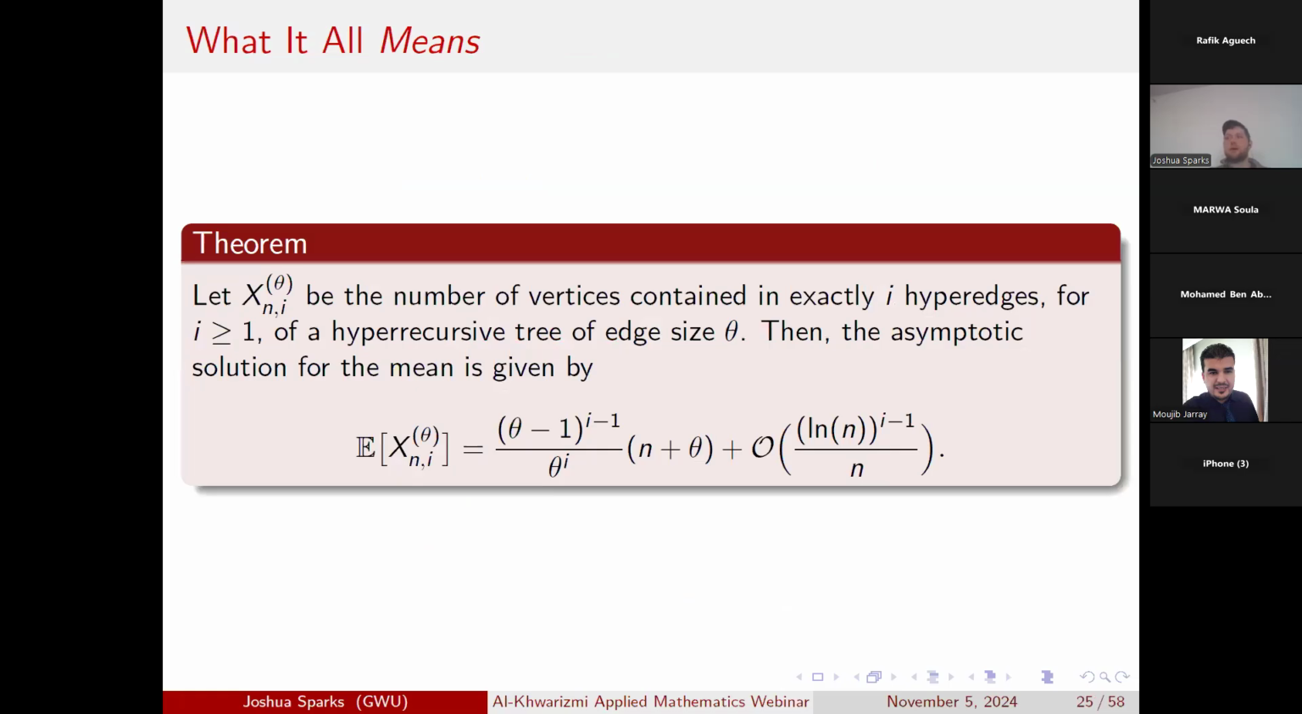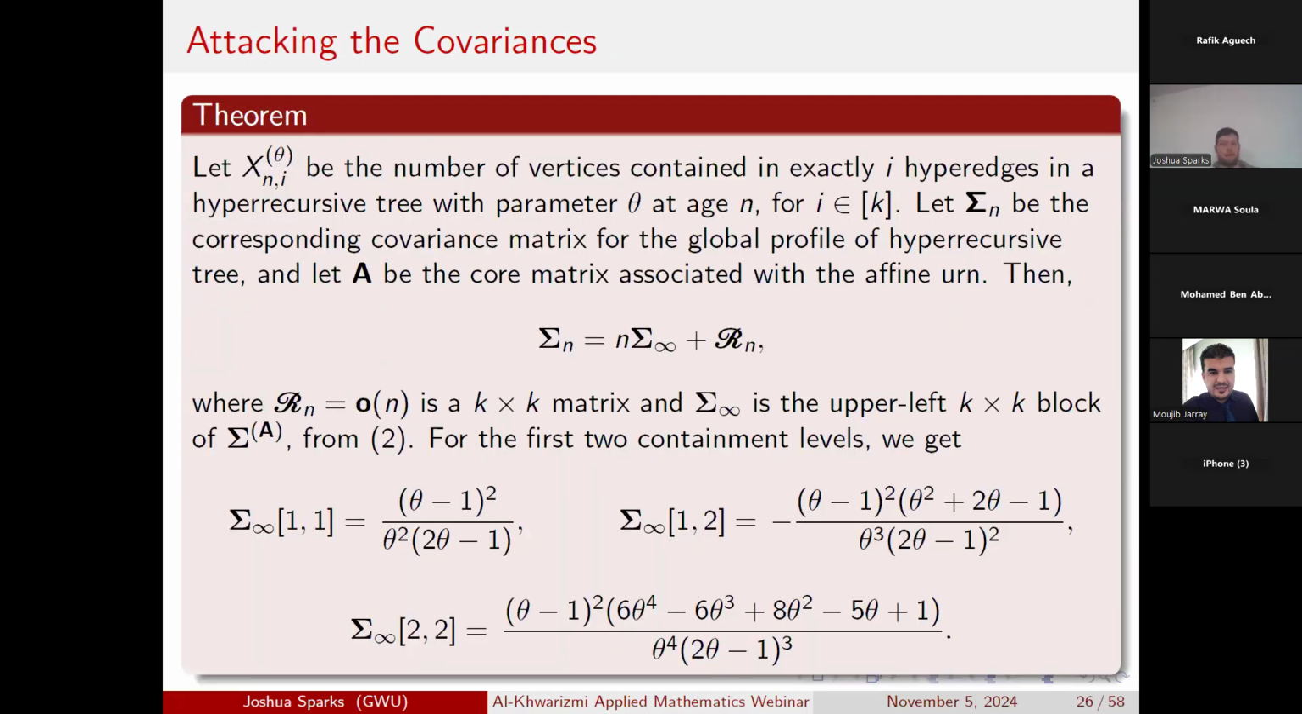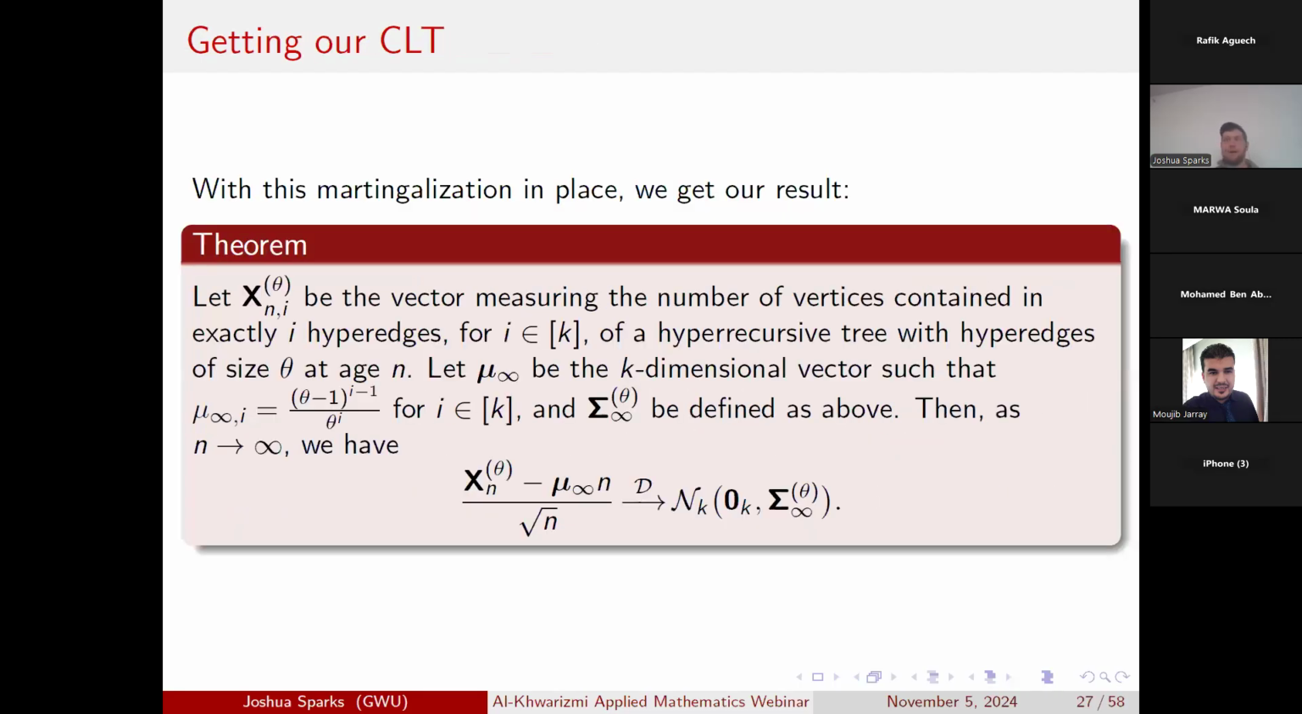So through recursion, or through using the decomposition of A, we can see the mean can be asymptotically represented as such. And the covariances then become an application of the affine urns, and we can get specific value entries for the two containment levels, and we can go beyond that based on just creating a matrix that I provided A before, and then running through the motions of the small cases of affine urns, getting a central limit theorem that is essentially applying the work that was seen in Mahmoud and Smythe in 1992. We're able to do this now with having multiple samples, a hyper-recursive tree.